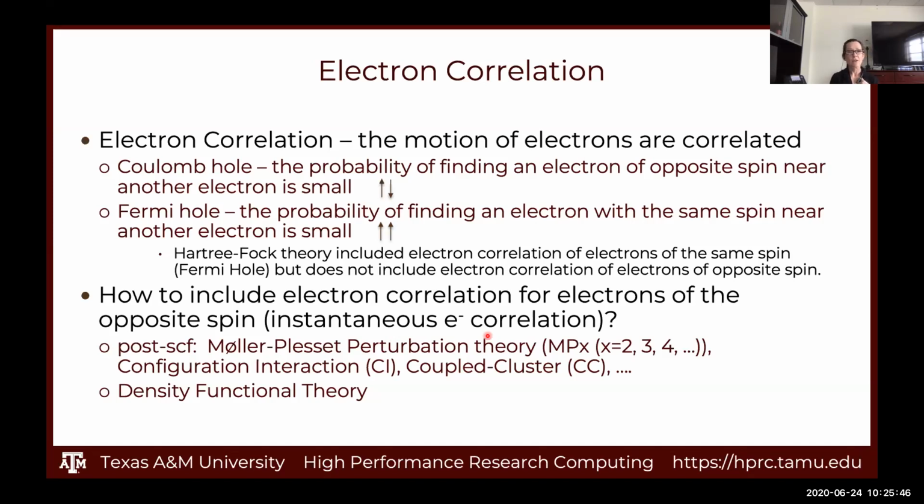So how do you include electron correlation for electrons of opposite spin? You have to do something called a post-SCF calculation. Post-SCF methods include Møller-Plesset perturbation theory, configuration interaction, coupled-cluster, or density functional theory. Those levels include this electron correlation, the Coulomb hole.